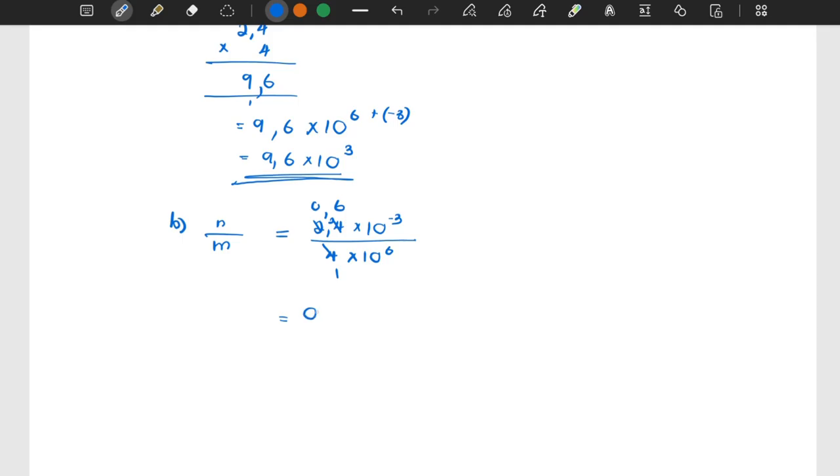So then we have 0.6 times 10 to the power minus 3 minus 6. So that's going to be 0.6 times 10 to the power minus 3 minus 6. That's minus 9. But then we need to move this decimal there to make it properly standard form. That's going to be 6 times 10 to the minus 10.